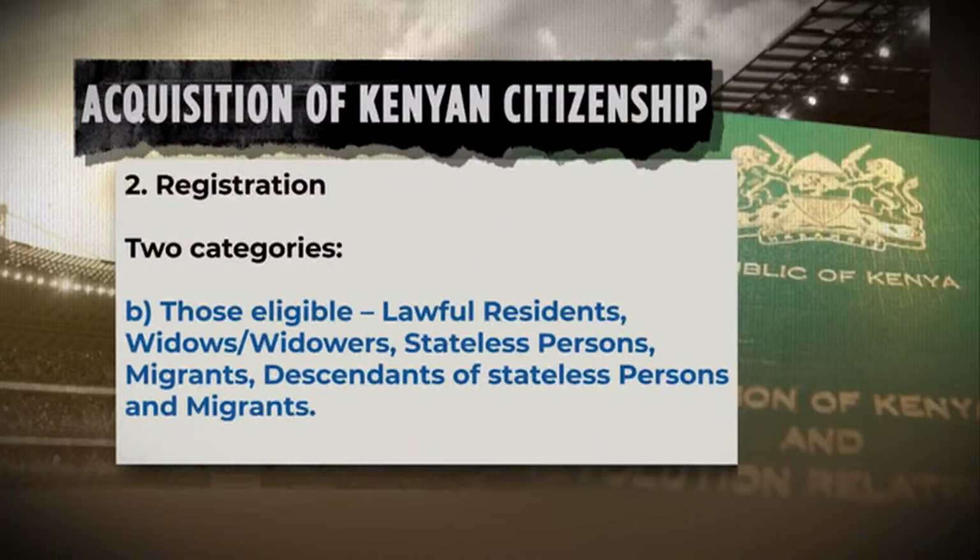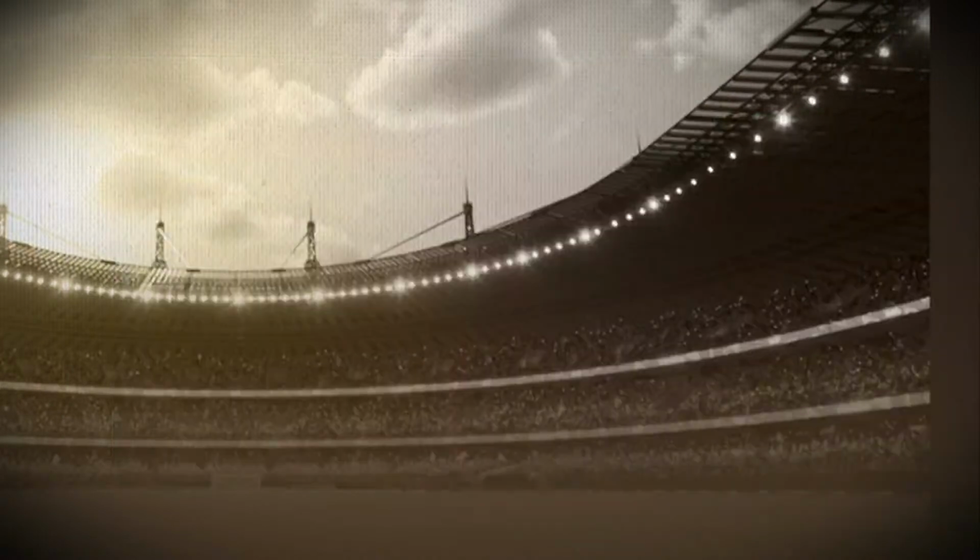This is the case for Bob Munro, who has been in the country for over 35 years. He is of course entitled to be registered as a Kenyan citizen under the lawful residence route. Others are widows and widowers. Then we have stateless persons, migrants, and descendants of stateless persons. All those are eligible to be Kenyan citizens. And there is also another way that you can become a Kenyan citizen. Let's look at that.